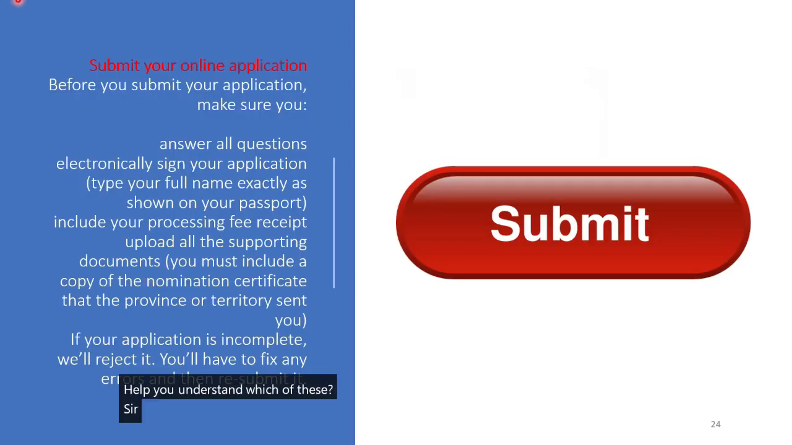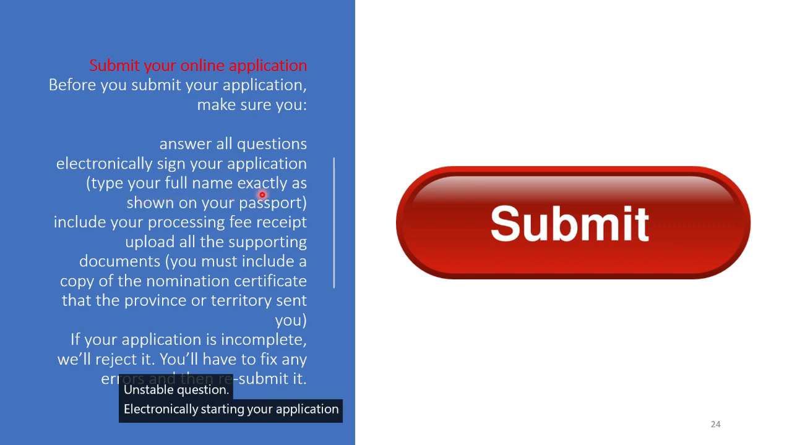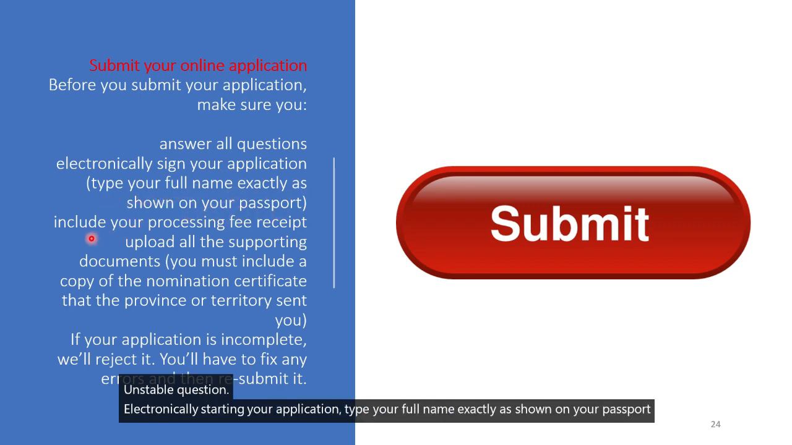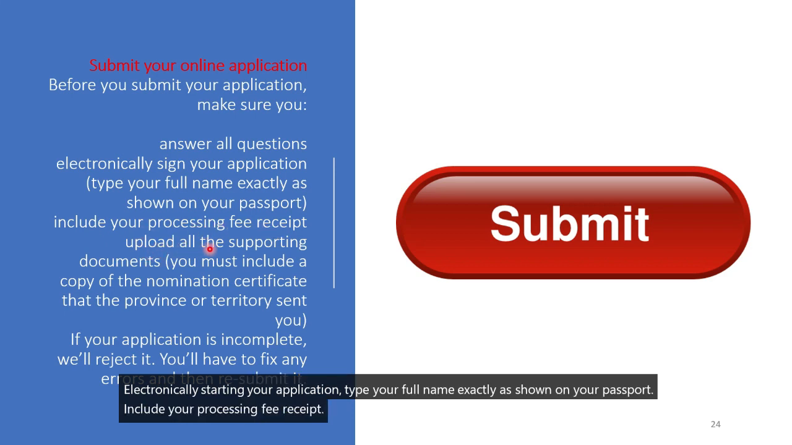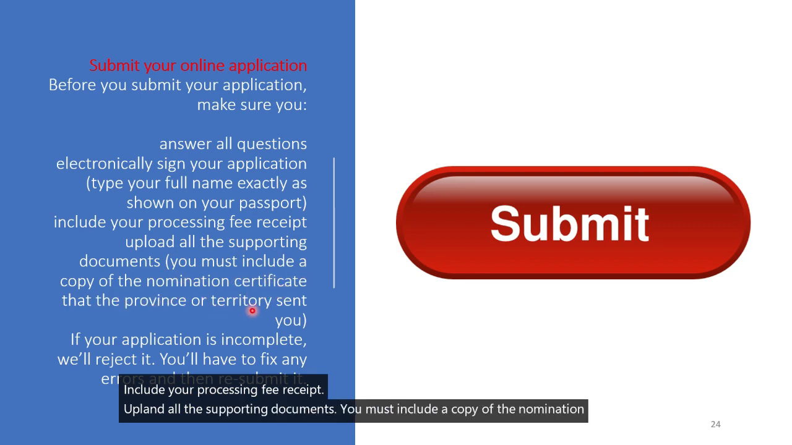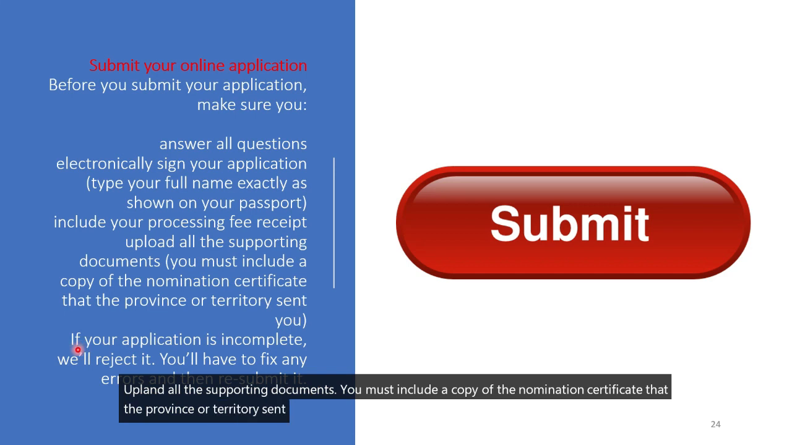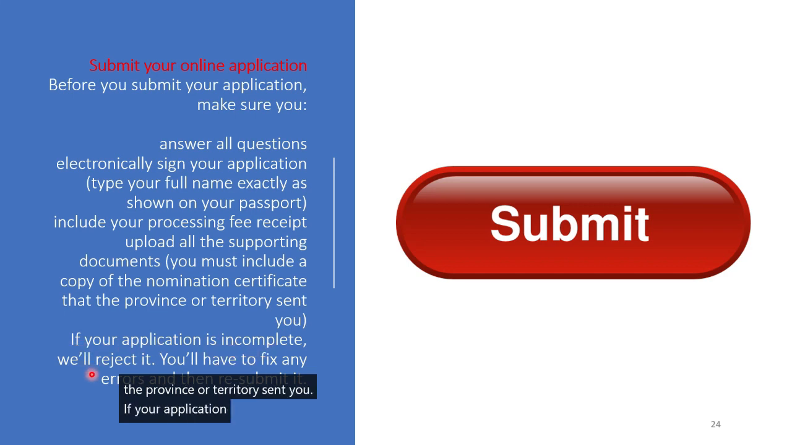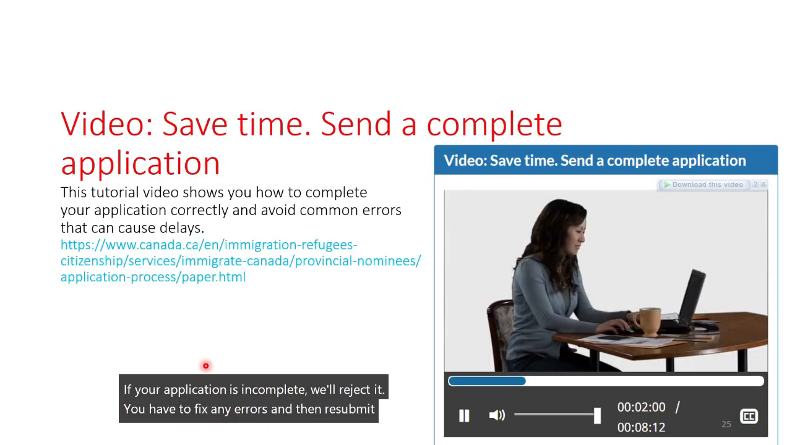Submit your online application. Before you submit your application, make sure you answer all questions. Electronically sign your application. Type your full name exactly as shown on your passport. Include your processing fee receipt. Upload all the supporting documents. You must include a copy of the nomination certificate that the province or territory sent you. If your application is incomplete, we'll reject it. You'll have to fix any errors and then resubmit it.